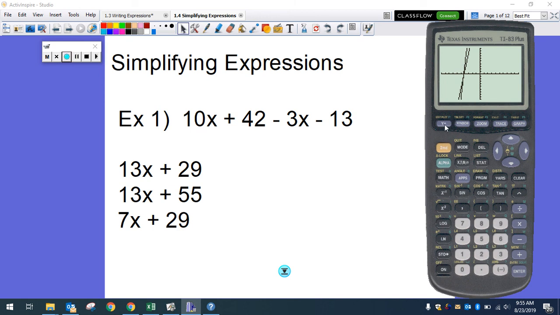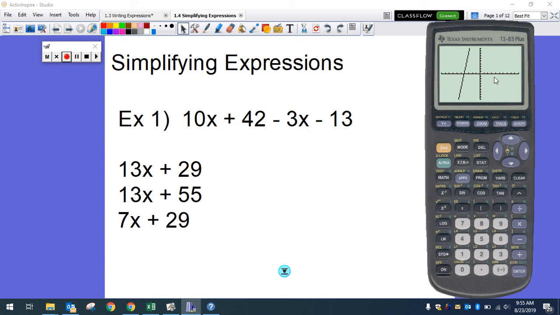They look different. So I'm going to go back here. I'm going to clear this out. I'm going to type in the last answer, 7x plus 29. And I'm going to hit graph. So that's what the answer should look like.